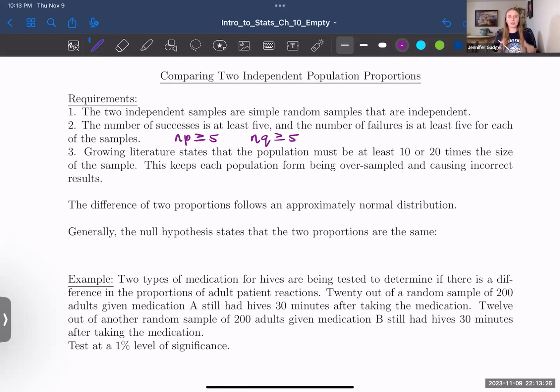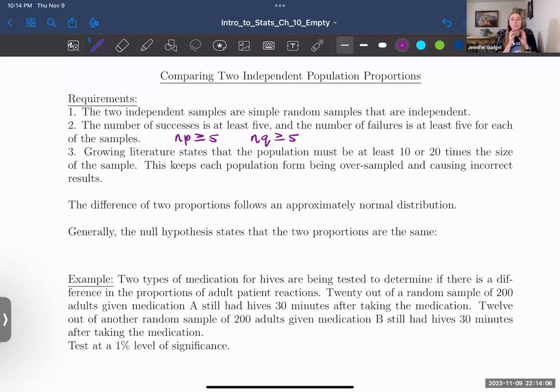And this growing literature just means that it has changed over the years. So currently, we keep it at the population needing to be 10 or 20 times the size of the sample. This isn't something that we deal with very often. Usually when we're talking about populations, they're very large in general, but if we had some kind of circumstance where we were dealing with our population being some super rare type of butterfly or an animal that's almost extinct or something where our population itself was really, really tiny, you need to make sure your sample is proportionate.